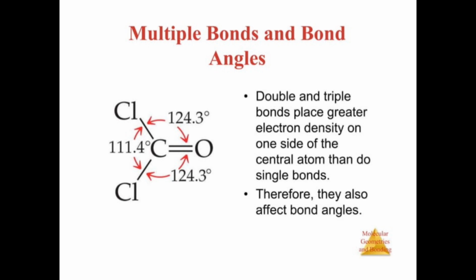Let's look at multiple bonds and bond angles. When it has a multiple bond, for instance, a particular compound can have a single bond and a double bond on it respectively.